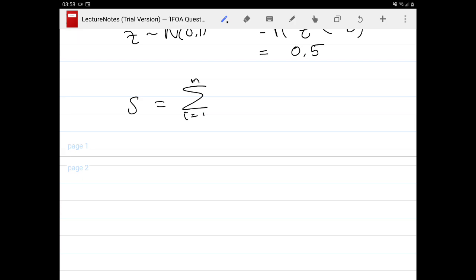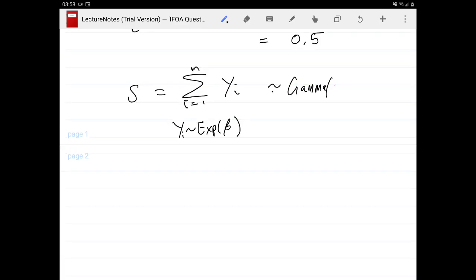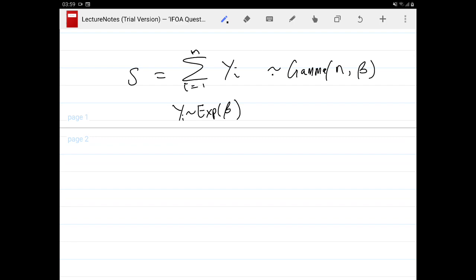from 1 to n of yi's, where yi's are exponentials with beta, anytime you have the sum of exponentials from 1 to n and they're independent and identically distributed, so they have the same beta, this sum s is a gamma distribution, and not an approximate gamma distribution. It is a gamma distribution exactly, where your alpha value is the number of exponentials you took and the beta value has the same beta as your original exponentials. That's a result that I have proven in a different video, where they ask us to prove it.